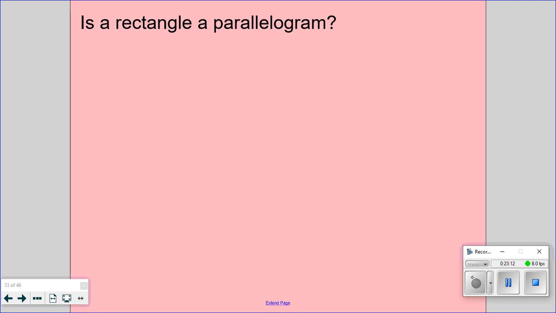Next blank page. This is your title. I want this to be the next blank page, please. The next blank page, this is your title. It says, is a rectangle a parallelogram? Yes, that is what your title says. Is it a parallelogram?